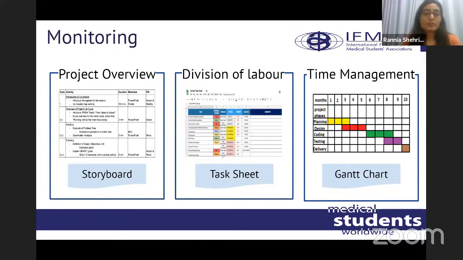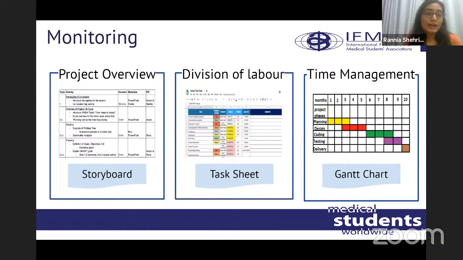For starters, we can have a project overview by using the storyboard technique, which helps us to visualize the entire event, all the tasks that we have to do, each little step. Then the second thing we need to do is the division of labor, and using a task sheet really helps, where everyone knows which person is responsible for which task, what the priority of that task is, and whether it is completed or needs to be completed. And finally, time management is of essence, and we can use a Gantt chart to visualize exactly how much time we need to allocate for each and every part of the task.